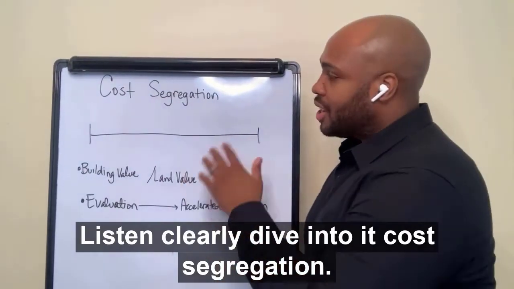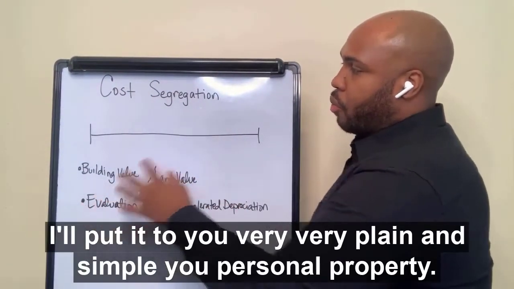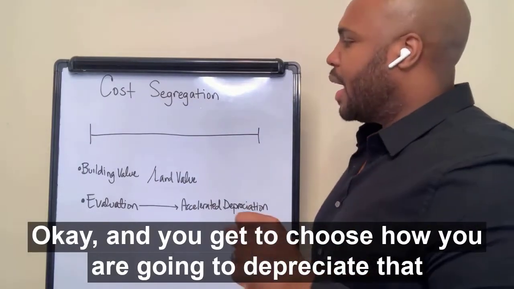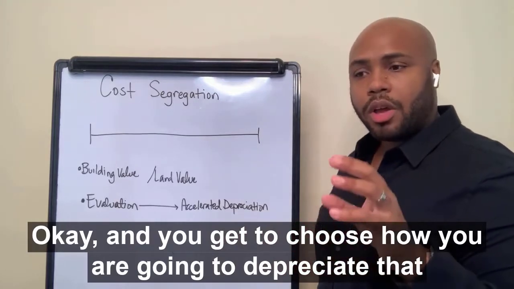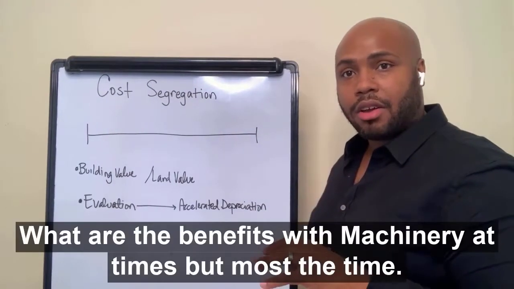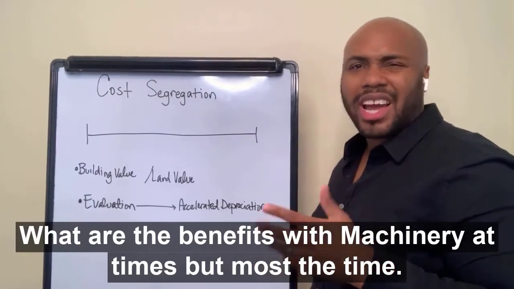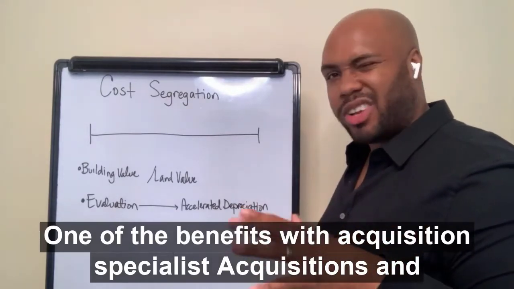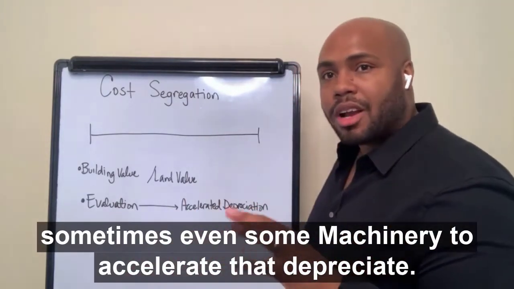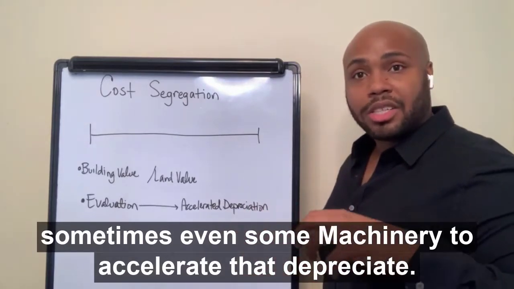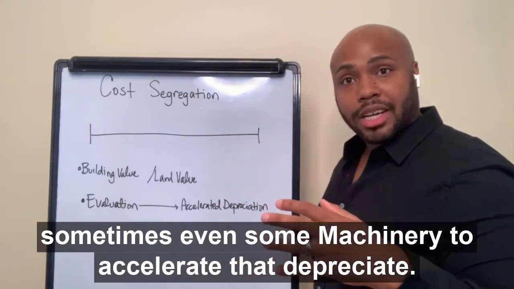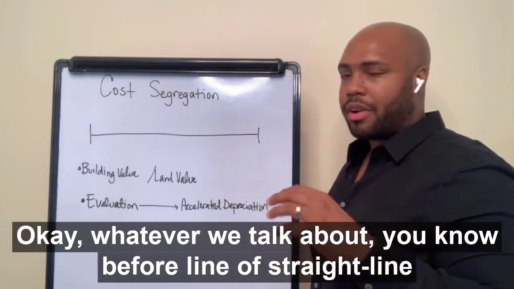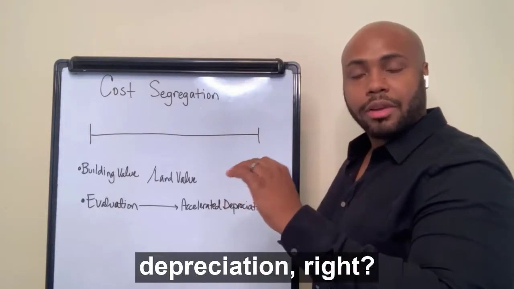So first and foremost, cost segregation. I'll put it to you very plain and simple. You purchase a property, okay, and you get to choose how you are going to depreciate that asset. One of the benefits with acquisitions, especially real estate acquisitions, and sometimes even some machinery, is that you have the ability to accelerate that depreciation, okay? And so for those of us who have had accounting in school or in college, we talk about straight line depreciation, right?